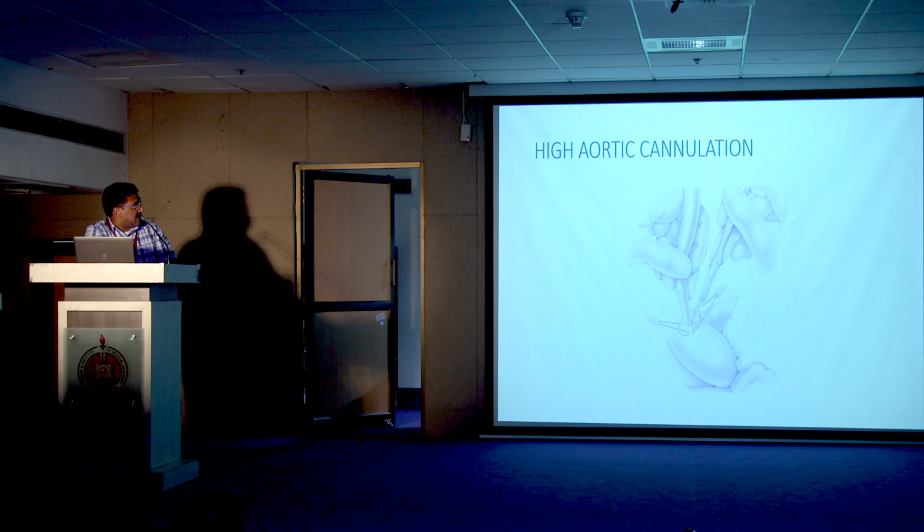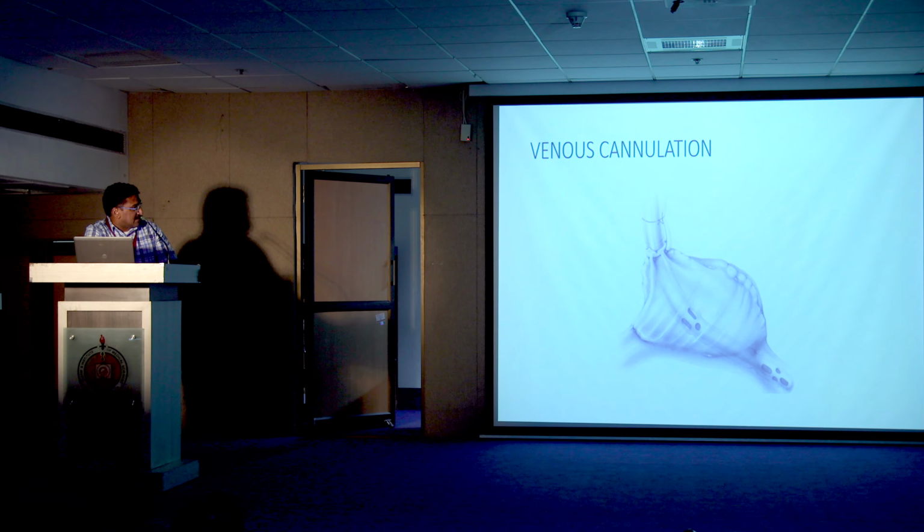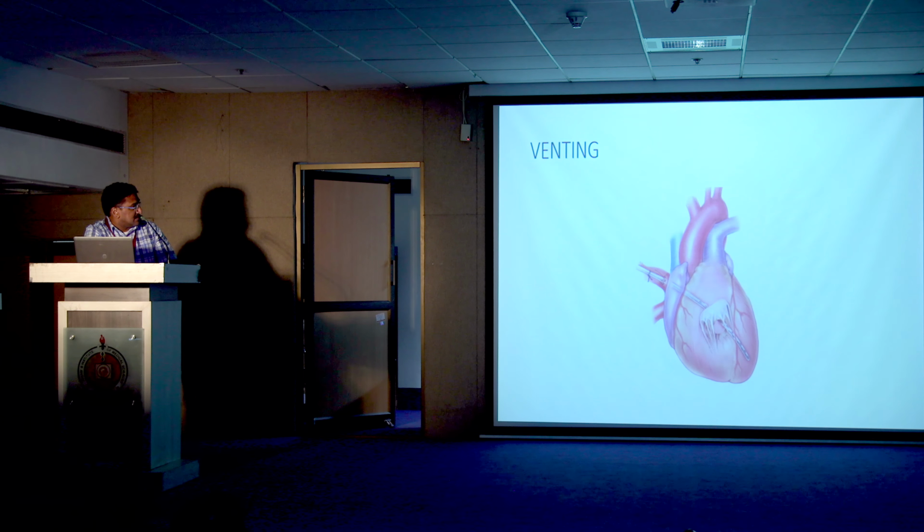This is high aortic cannulation, where the aorta is cannulated just in front of the origin of the innominate artery. This is a diagram showing the venous cannulation, 2-stage venous cannulation, and this is how the venting is done through the right superior pulmonary vein.